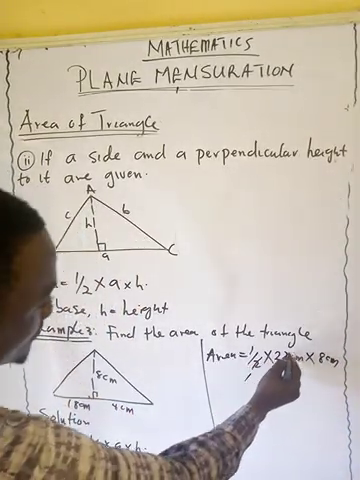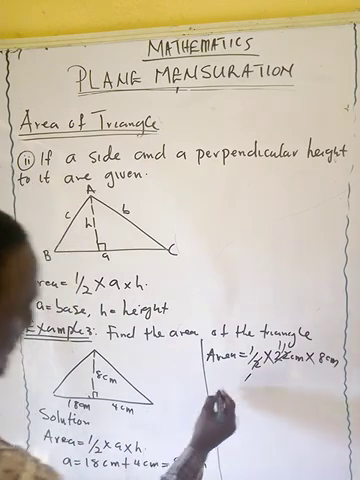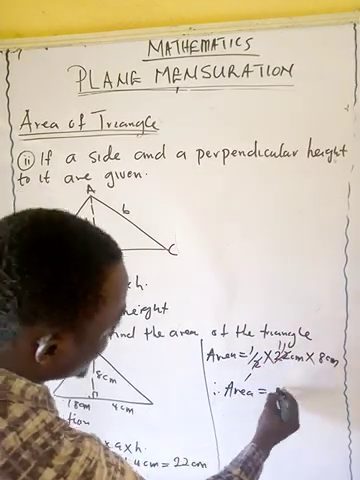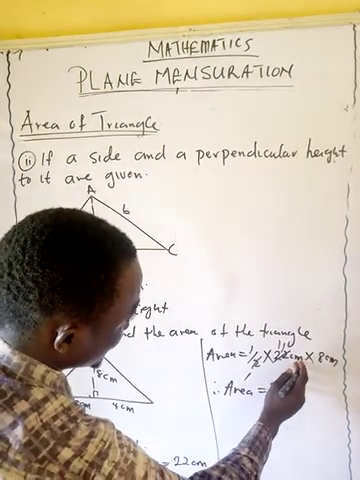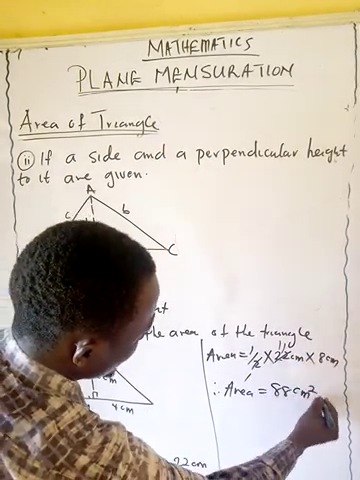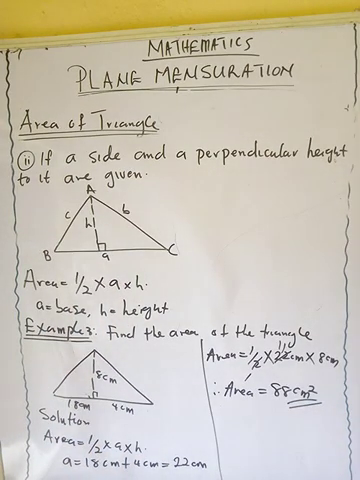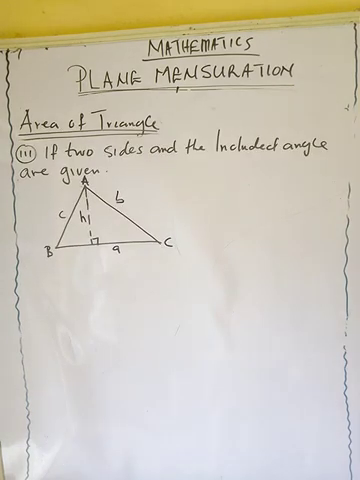2 here 1, 2 here 11. Therefore, our area equals 22 times 8, it's 8 centimeter times centimeter, centimeter squared. That is how to calculate the area of a triangle when a perpendicular is involved. Now, this is the third method of getting the area of a triangle.